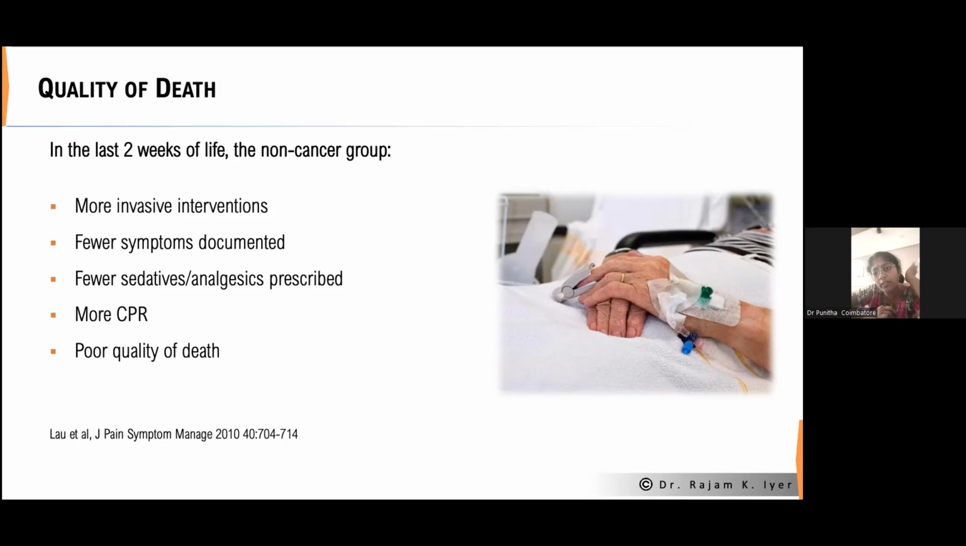COPD and smoking will increase chances of TB, ma'am? No. Okay. Smoking will increase chance of cancer. Okay.